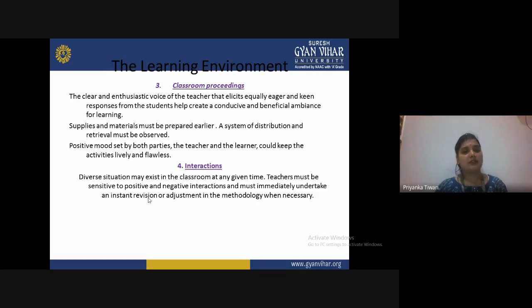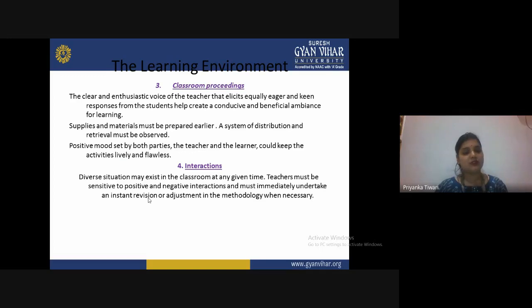Supplies and materials must be prepared earlier. A system of distribution and retrieval must be observed. A positive mood set by both parties, the teacher and the learner, could keep the activities lively and flawless.